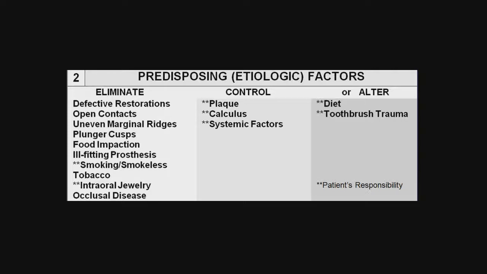The things that can be controlled: plaque, calculus, and systemic factors. Systemic factors such as controlling diabetes, dilantin, calcium channel blockers that cause gingival enlargement are things that can be controlled. The things that can be altered would be the diet. For instance, the patient may have a high carbohydrate, refined carbohydrate diet that is contributing to the amount of plaque, and that can be reduced. And certainly the trauma from a toothbrush could be altered as well.